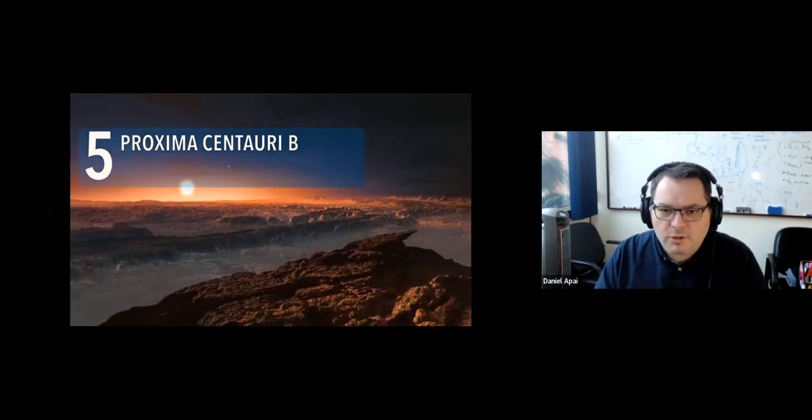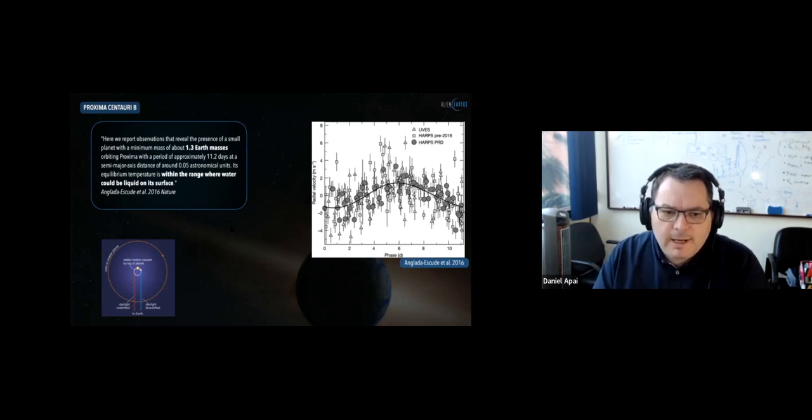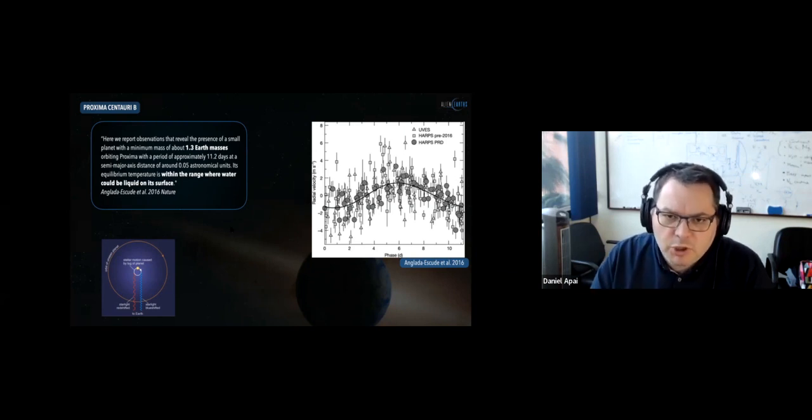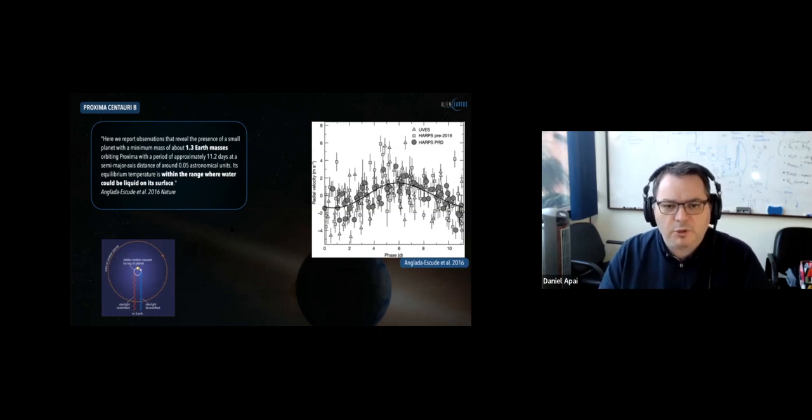So let's go back to Proxima Centauri b. This was a study that we published very shortly after the discovery of this exciting world, from a radial velocity survey led by Anglada-Escudé et al. After many years of monitoring, they were able to ascertain the existence of a planet with an 11.2-day period around Proxima Centauri, the closest star and a red dwarf, of course. They derived from the amplitude a minimum mass for the planet of 1.3 Earth masses.